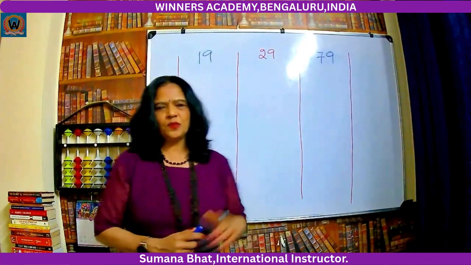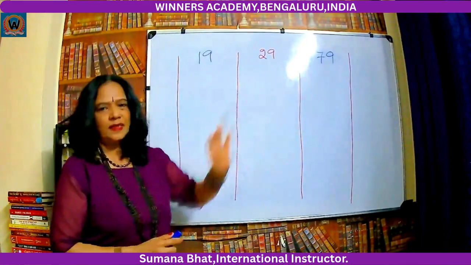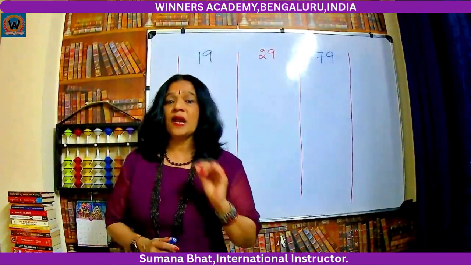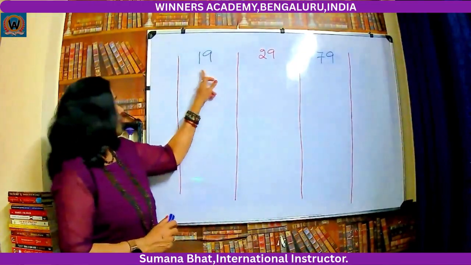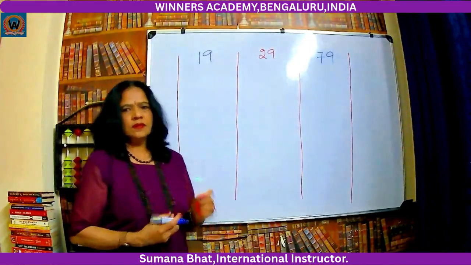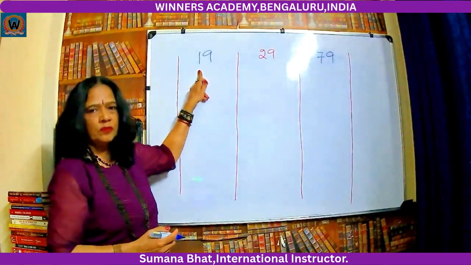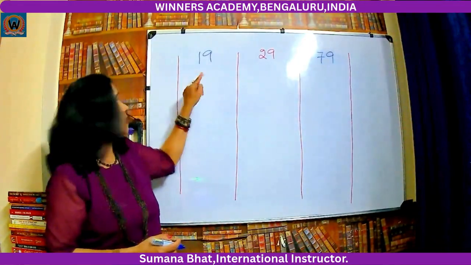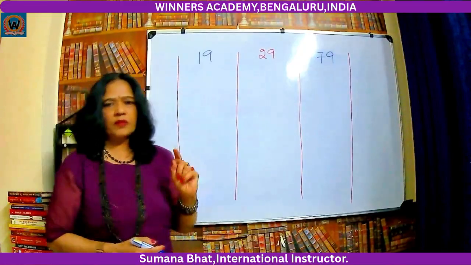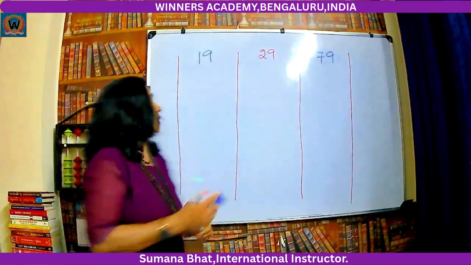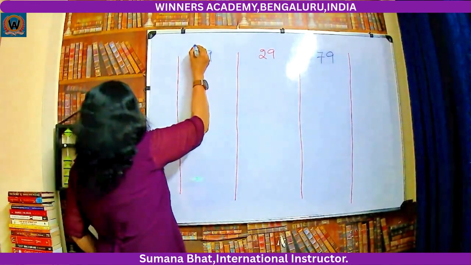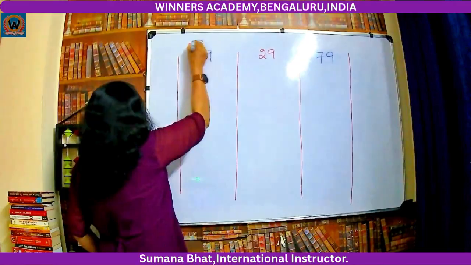Now let us write the tables for 19, 29 and 79, the numbers ending with 9. Okay, 19. How to write this? Say what we should do. What is the number in the tens place? The tens place number is 1. What we have to do? We should add 1 to that. So 1 plus 1, that will be 2.